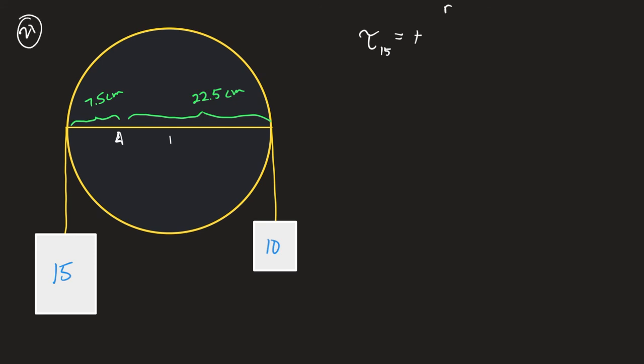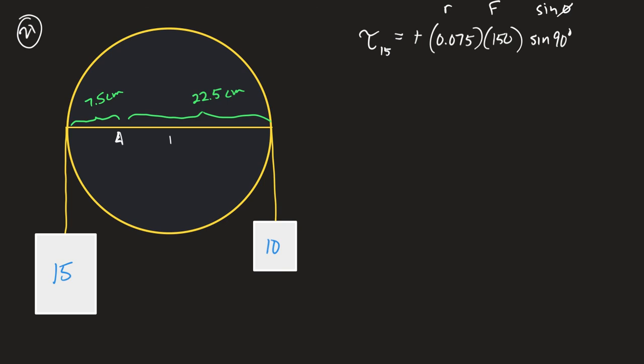Torque has 3 parts: torque arm, force, and the angle between those two. Here the torque arm is, I should probably put this in meters, so I'll divide by 100. The force is 150 because it's mg. And clearly sine of 90 degrees.